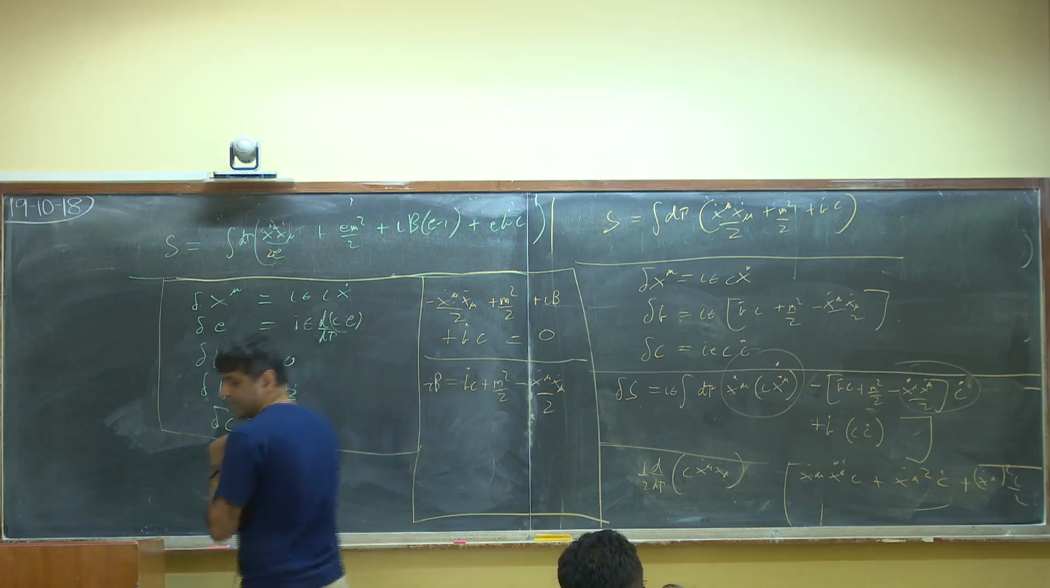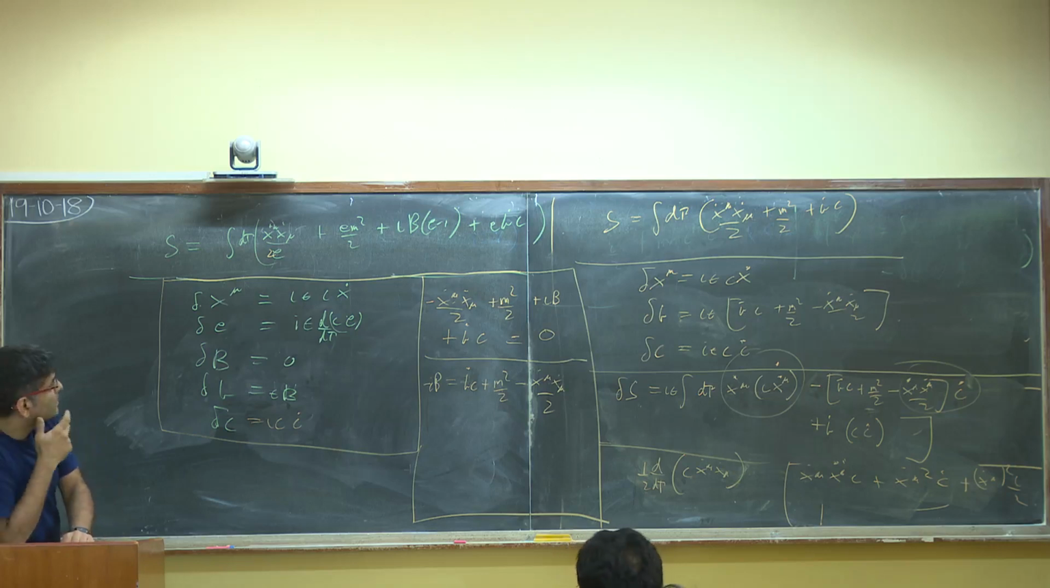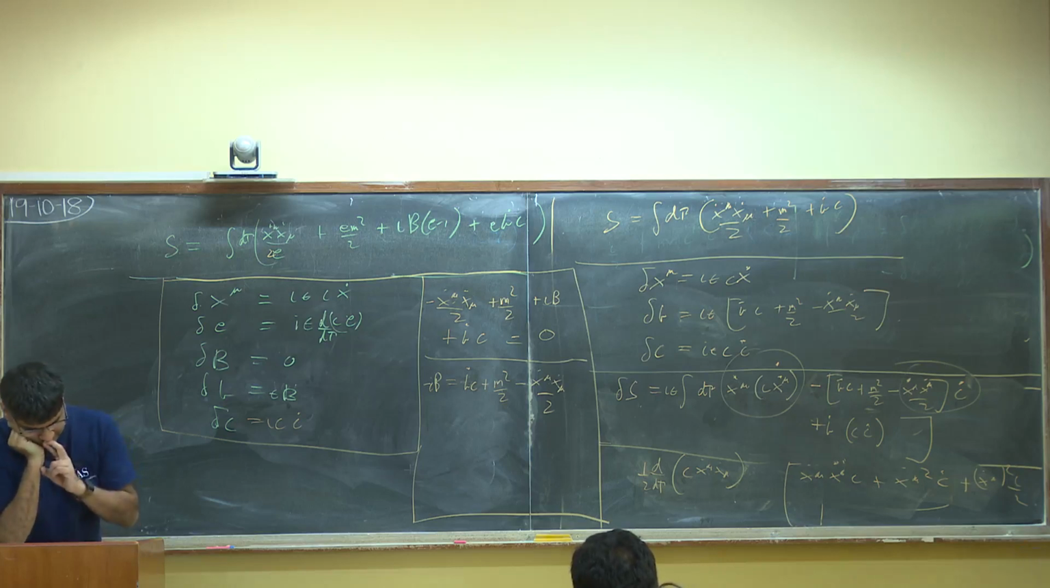Let's check what Polchinski has. He has i epsilon minus plus b c dot. It's plus b c dot. Now where did that come from?